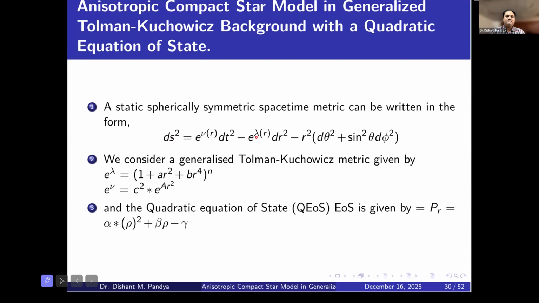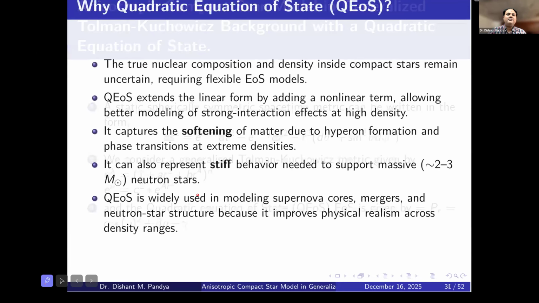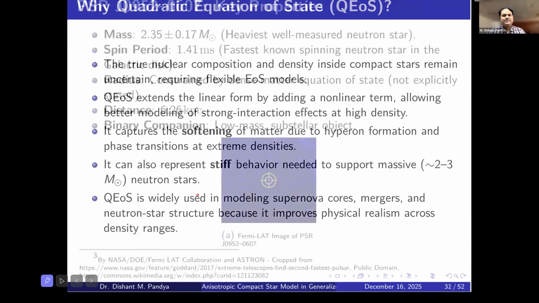Tolman-Kuchowicz is a very well-established metric out of several metrics, and we started with that one. What if we consider this metric along with the quadratic equation of state, and whether we are able to get a stable solution or not? That was our primary concept. So we started with the Tolman-Kuchowicz metric along with the quadratic equation of state.